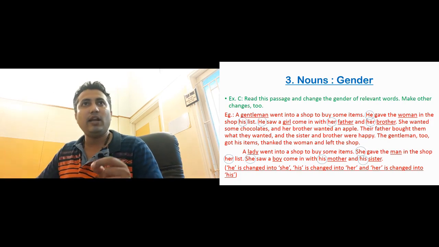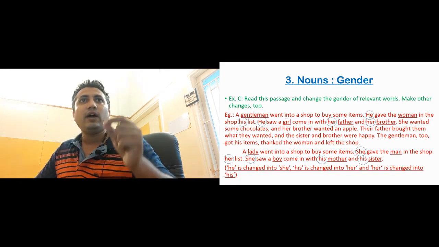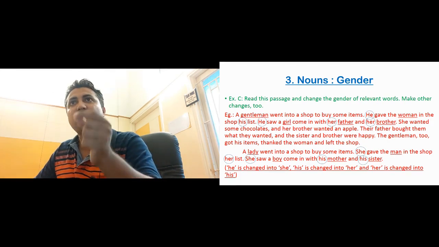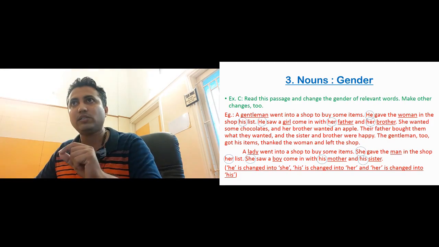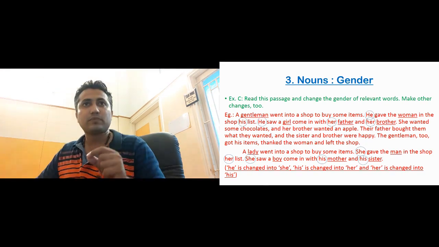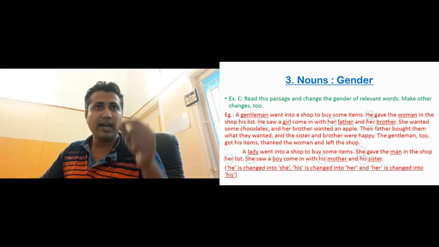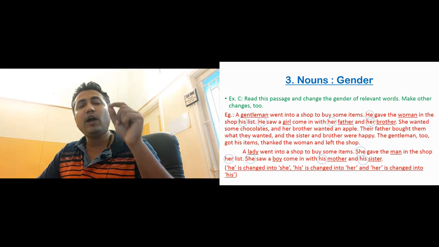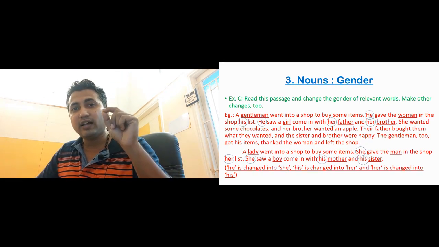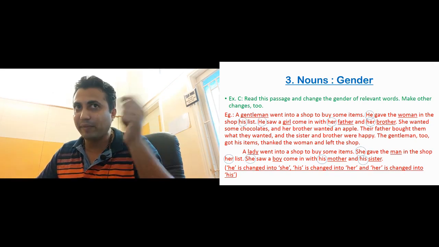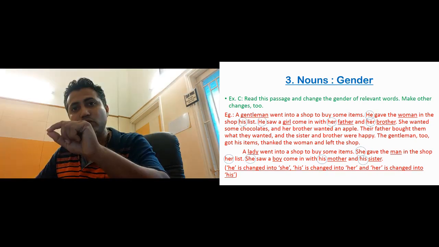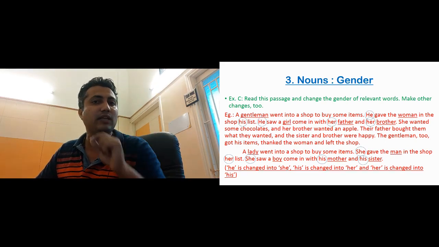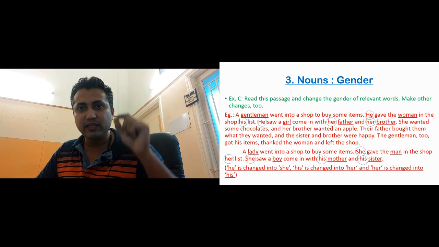Now let us go to exercise C. Here the heading tells: read this passage and change the gender of the relevant words. Make other changes too. Now we have to read the paragraph. I have typed the complete paragraph. I will read it out, and we have to find the masculine nouns so that we can change them into feminine, and find the feminine nouns so that we can change them into masculine, and accordingly we need to make some other changes also. Let me read the paragraph.